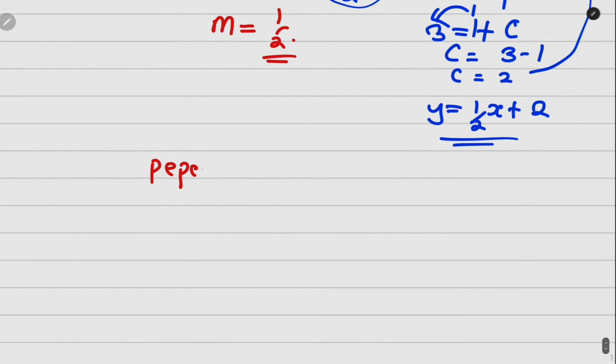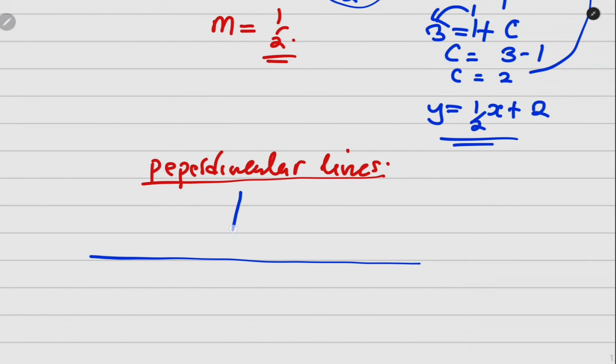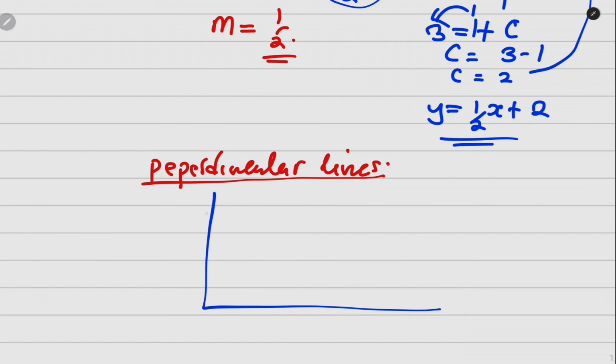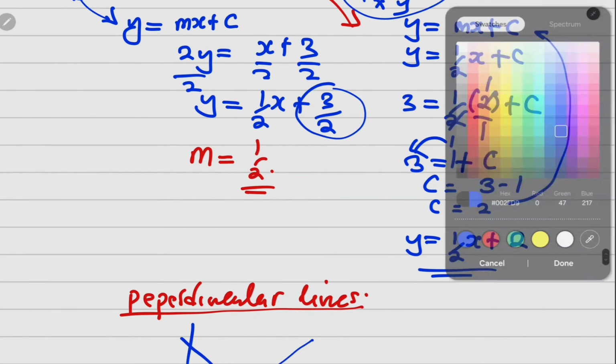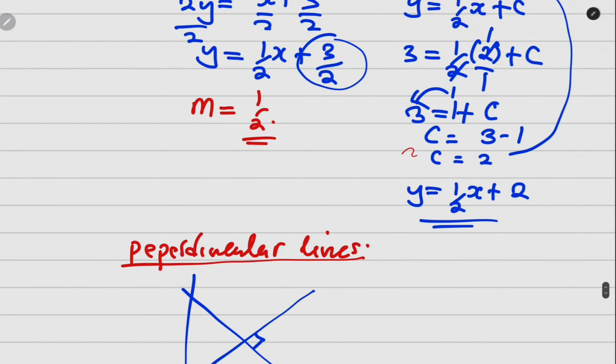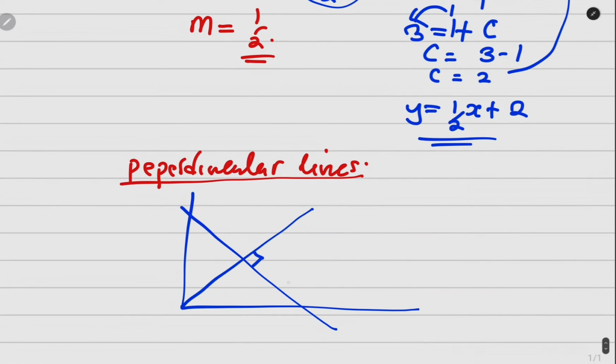Let us look at perpendicular lines. What about perpendicular lines? So for perpendicular lines, let's say you have a line like this and another one like that, or let me put it in the x-y plane. You have a line like that and another one like that, where they meet there is 90 degrees. Now I'm going to use the same equation that I've used here.